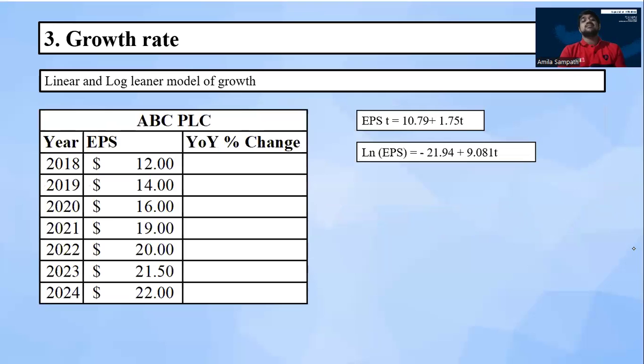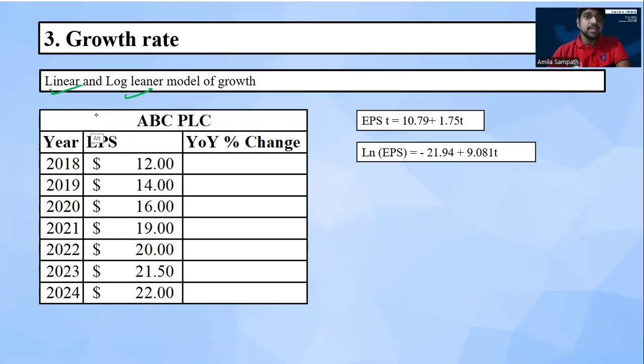Therefore, there are another two methods that we can use to identify the growth rate based on our historical data. That means we can link our data to regression. Using a regression model, we can derive some regression output, and based on the regression output, we can develop a regression formula. Then using this regression formula, we can identify our growth rate. For that purpose, we have two models, linear and log linear model of growth.